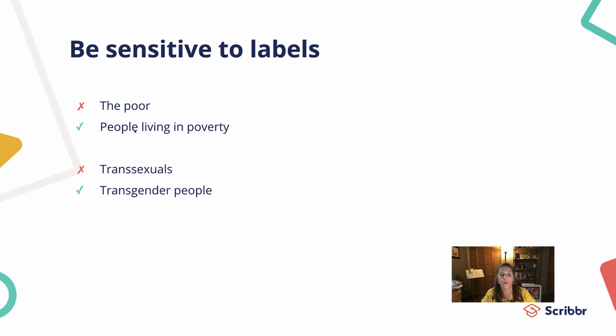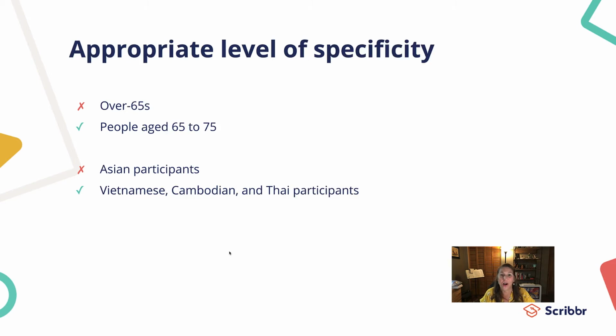You wouldn't say the poor, you would say people living in poverty. Transsexuals, you would say transgender people. And I think this is an interesting one because a lot of people like to try to put an ED on the end, and people are not transgendered. No, they are just transgender; it stands alone. That is the correct term. So be careful and make sure you're using correct terminology.